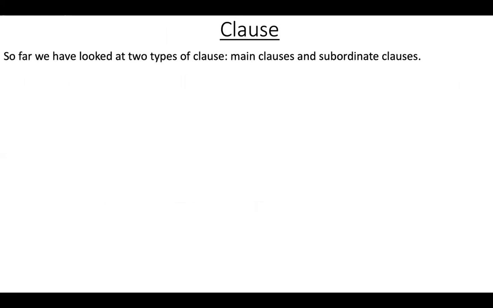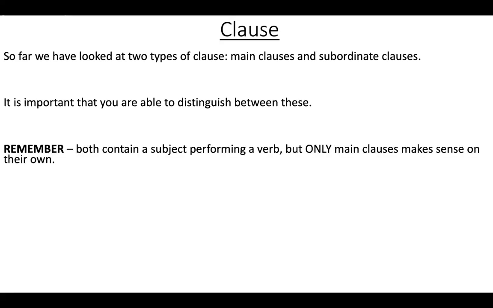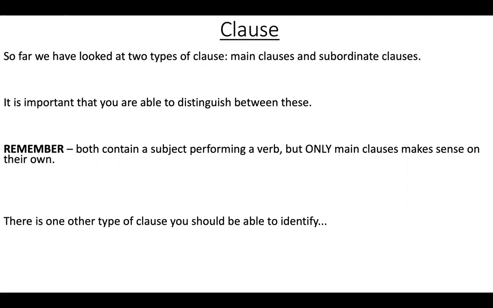Now, so far we have looked at two types of clause, main clauses and subordinate clauses. It is important that you are able to distinguish between these. Remember, both contain a subject performing a verb, but only main clauses make sense on their own. There is one other type of clause you should be able to identify.